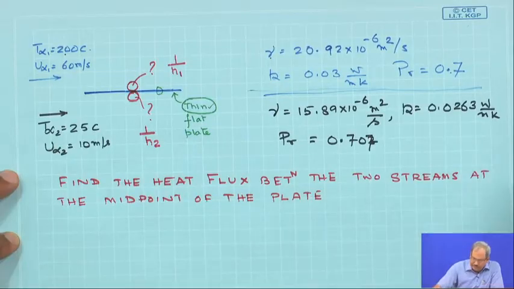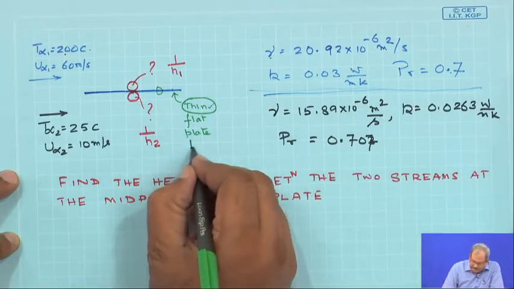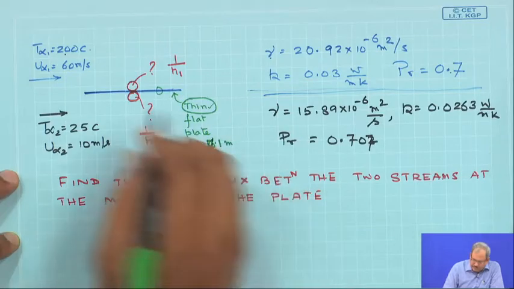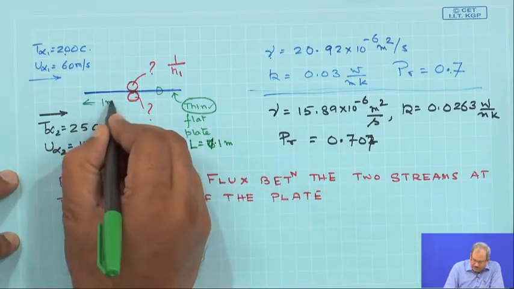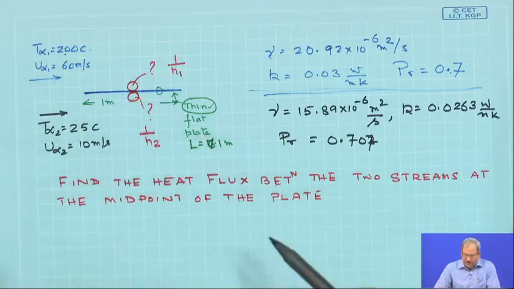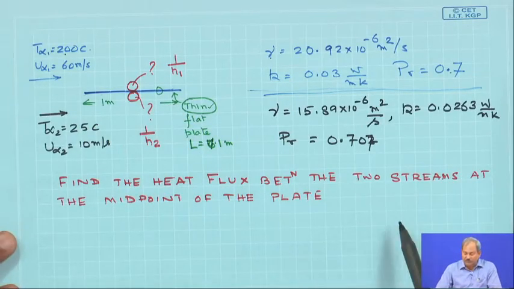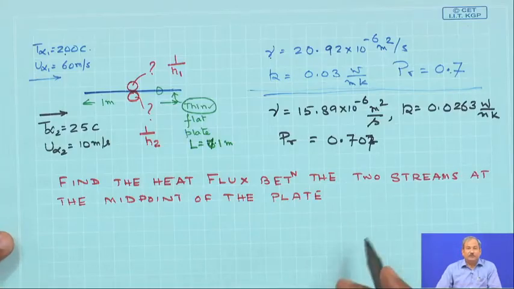It is given that the length of the plate is equal to 1 meter. So, from here to here is 1 meter. We need to find out the heat flux between the two streams at the midpoint of the plate.